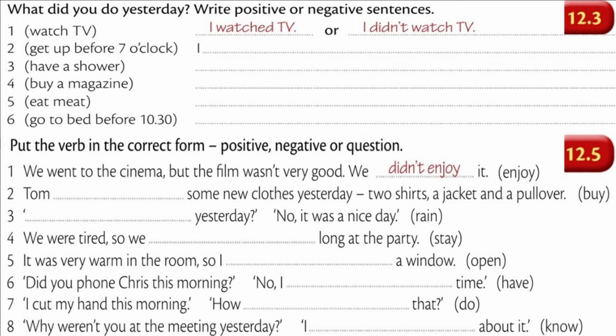Number 4. We were tired, so we did not stay long at the party. Number 5. It was very warm in the room, so I opened a window. Number 6. Did you phone Chris this morning? No, I did not have time. Number 7. I cut my hand this morning. How did you do that? Number 8. Why weren't you at the meeting yesterday? I did not know about it.